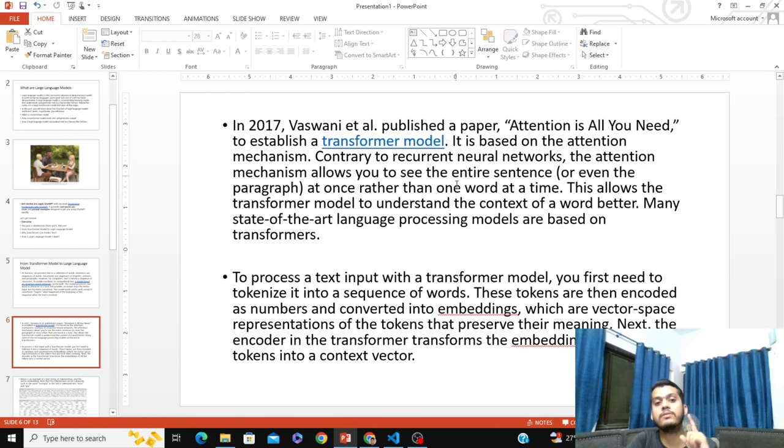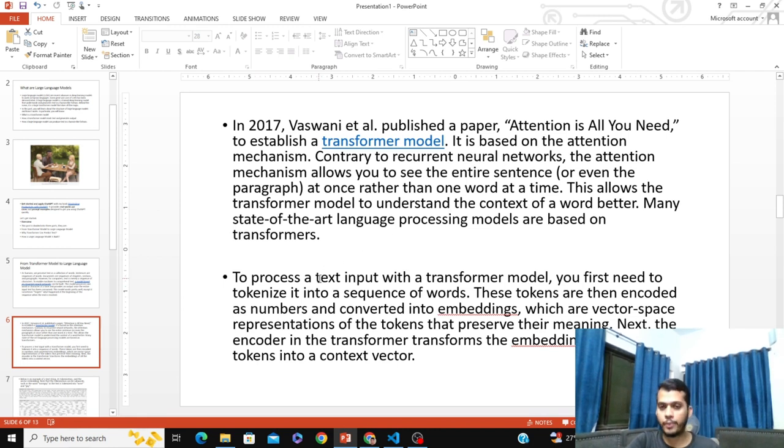In 2017, Vaswani et al. published a paper, Attention Is All You Need, to establish the transformer model. It is based on the attention mechanism. Contrary to the recurrent network, the attention mechanism allows you to see the entire sentence or even the paragraph at one time, rather than one word at a time. This allows the transformer model to understand the context of words better. Many state-of-the-art language processing models are based on the transformer.